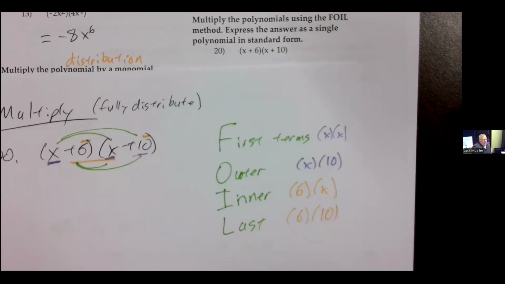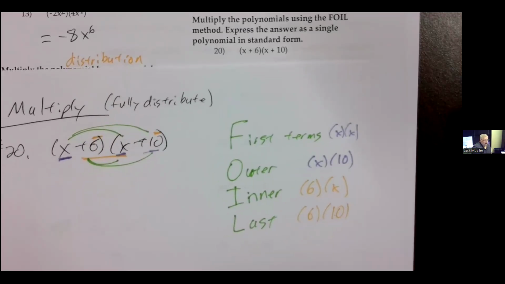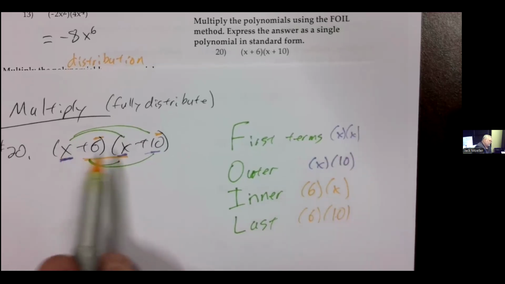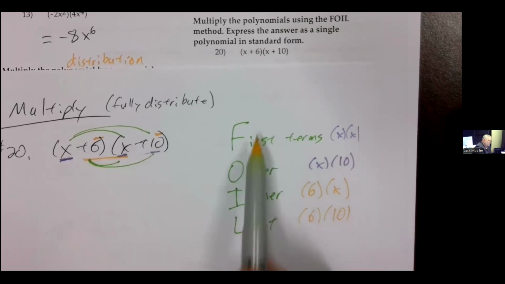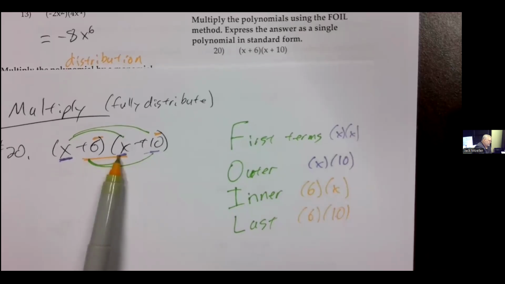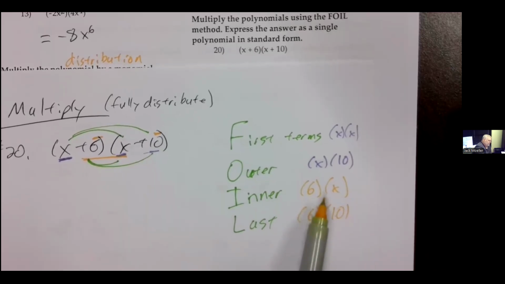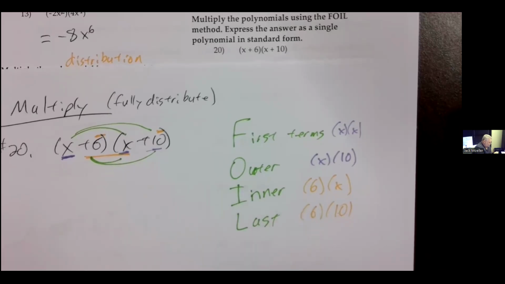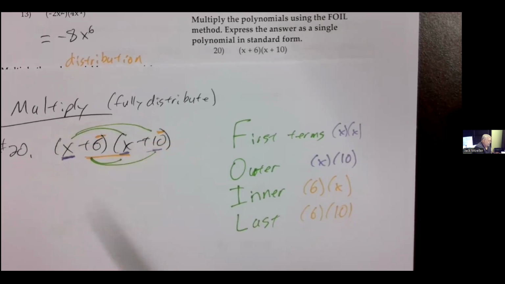So all FOIL is, is a mnemonic to help. If you notice, we had 4 multiplications. We did x times x, we did x times 10. So those are those two. And then when we distribute the 6, we're going to do 6 times x, 6 times 10. Those are the inner and the last. So when we hear the word FOIL, it means we're just multiplying everything times everything. That's a full distribute. And then what do we do?